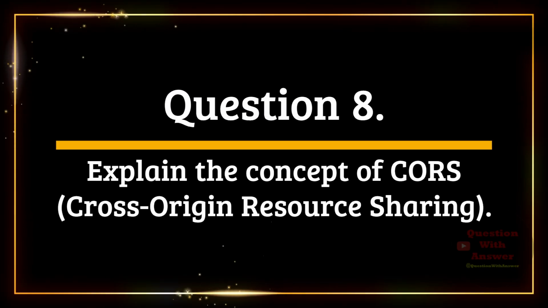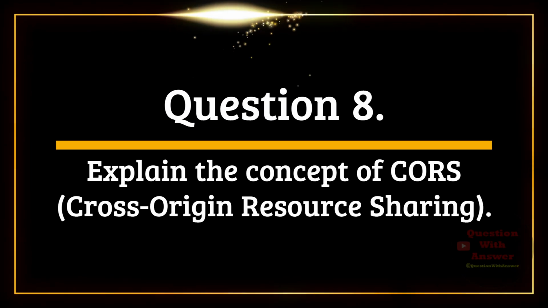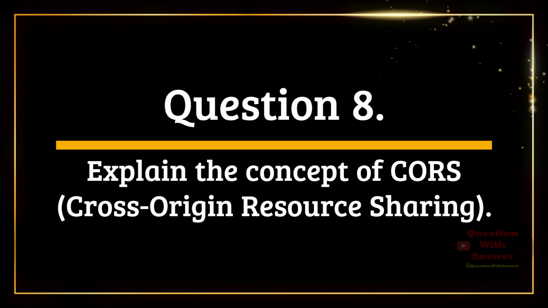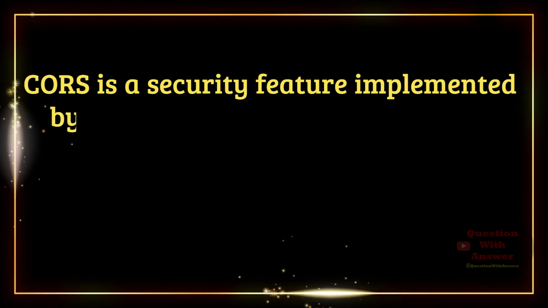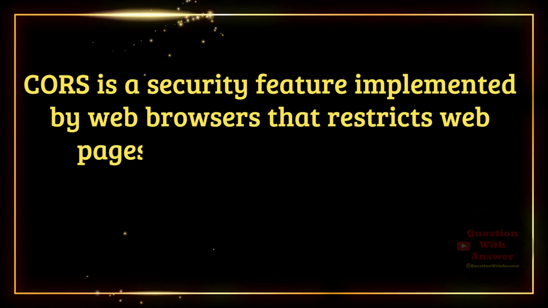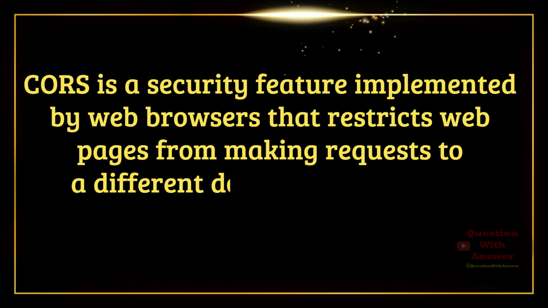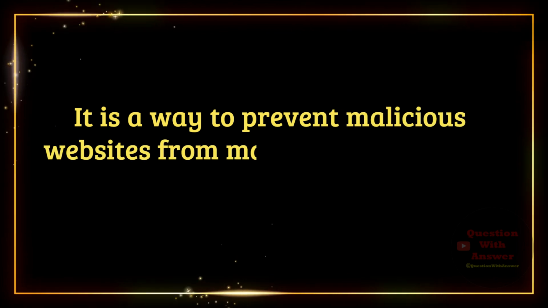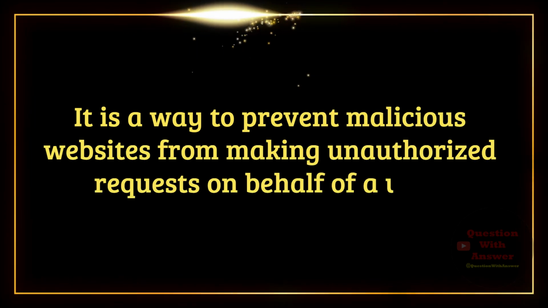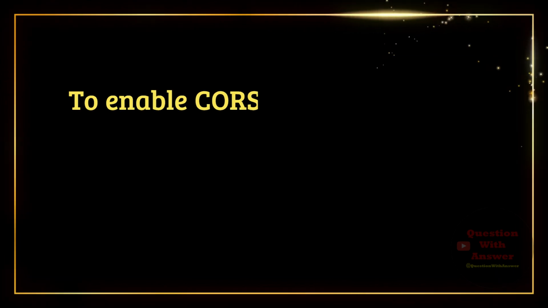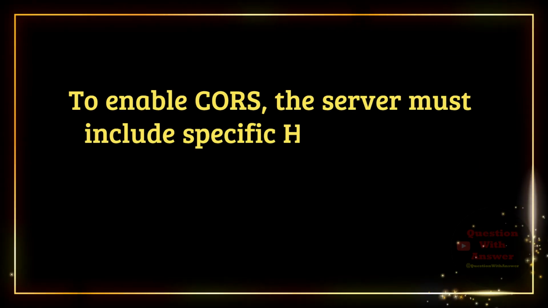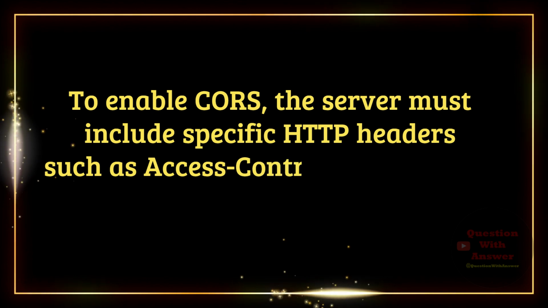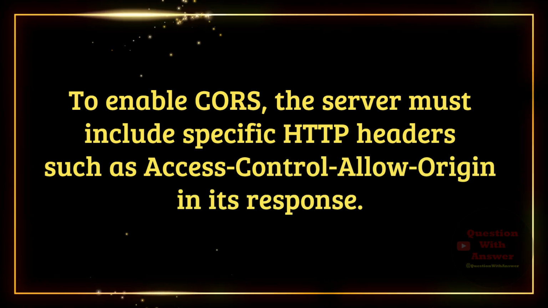Question 8. Explain the concept of CORS, cross-origin resource sharing. Answer. CORS is a security feature implemented by web browsers that restricts web pages from making requests to a different domain than the one that served the original web page. It is a way to prevent malicious websites from making unauthorized requests on behalf of a user. To enable CORS, the server must include specific HTTP headers such as Access-Control-Allow-Origin in its response.